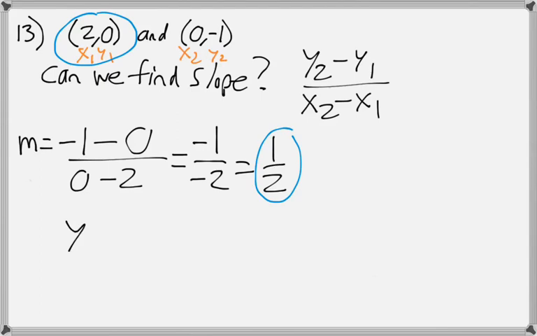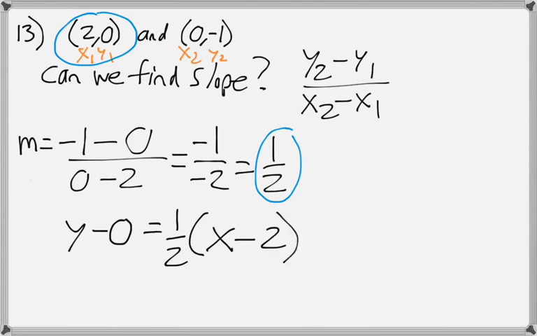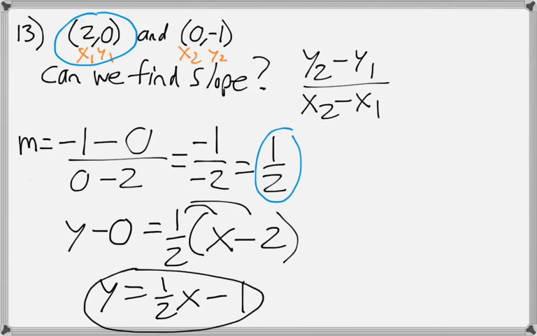So y minus 0 is equal to 1/2 and then x minus 2. So the 0 is just going to go away. The 1/2, if you distribute it, will be 1/2 x, and then 1/2 times 2 is just 1. So 1/2 times negative 2 will be negative 1. And that'll be our answer.